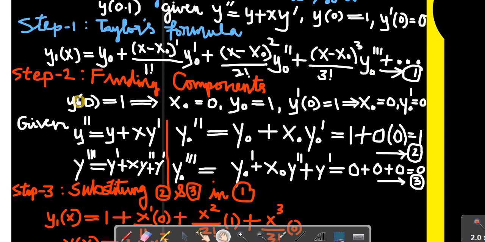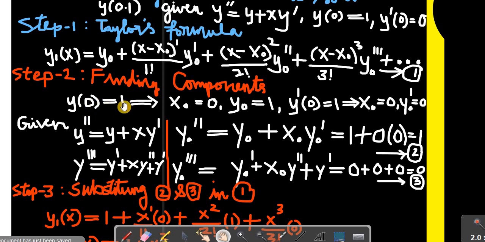Now let us find one by one. What is given to us from the initial condition here? y of 0 equals 1, and y dash of 0 equals 0. That's what we are taking here. y of 0 equals 1.